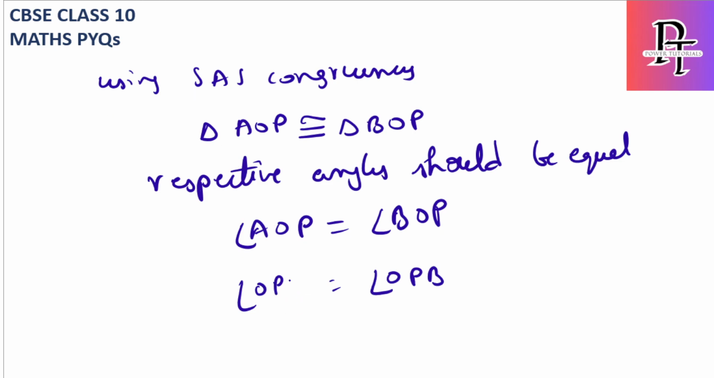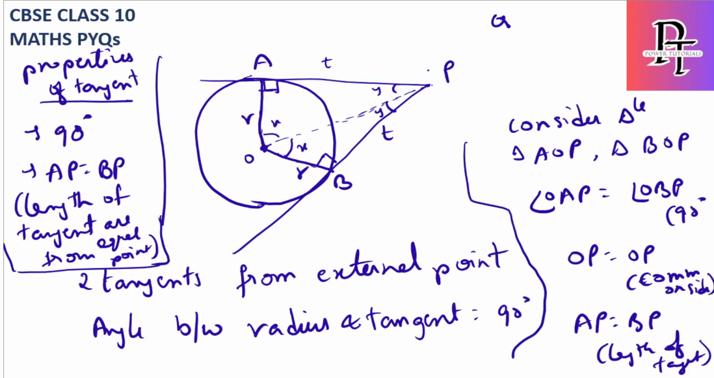This is a very important point, because using these points we're going to cover all the next questions. So from an external point, if you draw two tangents, as per the first property we know the angle should be 90 degrees and this length and this length should be equal. This we already know. And now the other property: if you consider the triangles OAP and OBP, from this theorem we just found that these two triangles are congruent. Congruent means exactly equal.